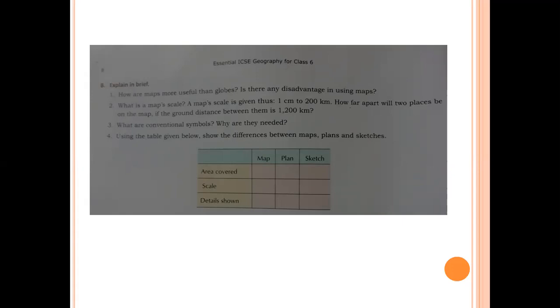Question number 3. What are conventional symbols and why are they needed? Question number 4. Using the table given below, show the differences between maps, plans and sketches. We have done this as a separate topic altogether. So I don't think you should find any difficulty in doing this question.